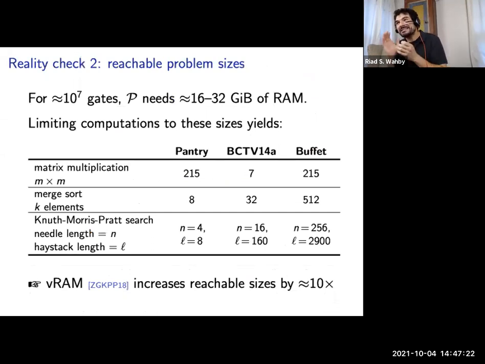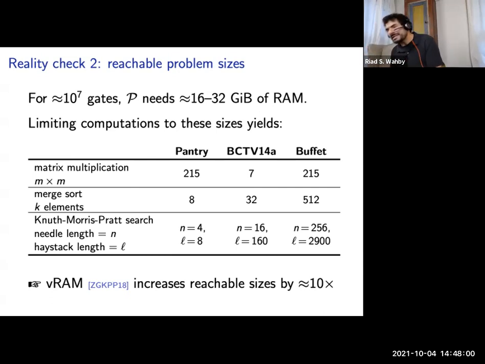And this is reachable problem sizes. So the graphs that I showed a couple slides ago, we were comparing three different systems, but actually the performance for the two systems, not Buffet, but the other two, Pantry and BCTV, were actually extrapolated performance graphs. If we look at what each of these could handle on, say, the same amount of RAM, let's say on a normal laptop with 16 gigs of RAM, now we see that things are pretty depressing. We can handle merge sort of 500 elements in the best case, but in the worst case, only 8 elements.